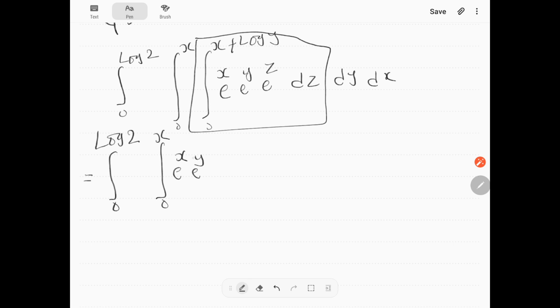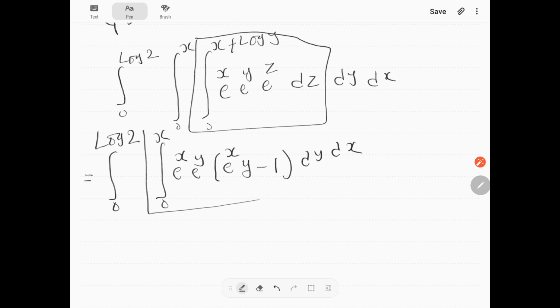Because you are doing the integration with respect to z, I can keep x and y as constants. So integral e power z is e power z only. And after that, I need to substitute the limits. In place of z, if I substitute e power x plus log y, I will have e power x into e power log y. E power log y is y, minus, if I substitute the lower limit 0, e power 0, that is 1, dy dx.